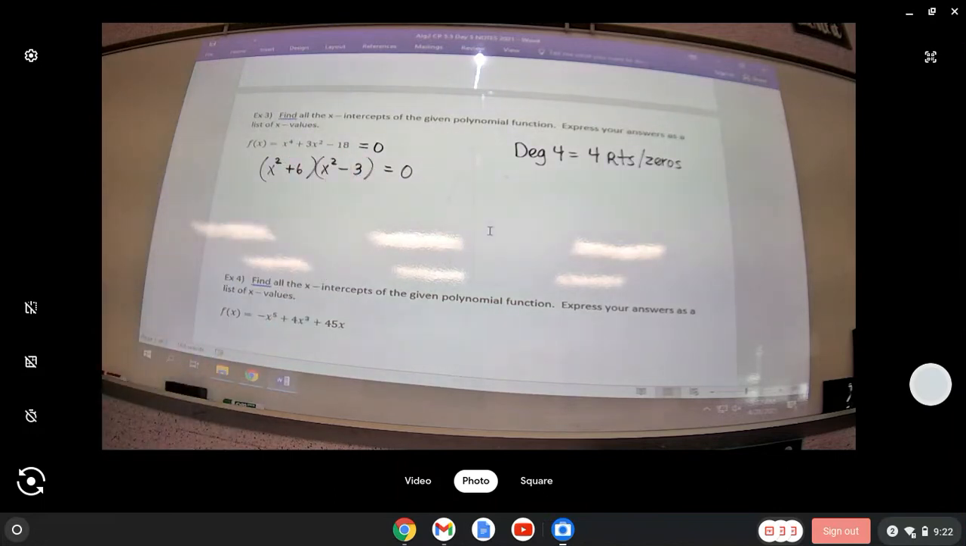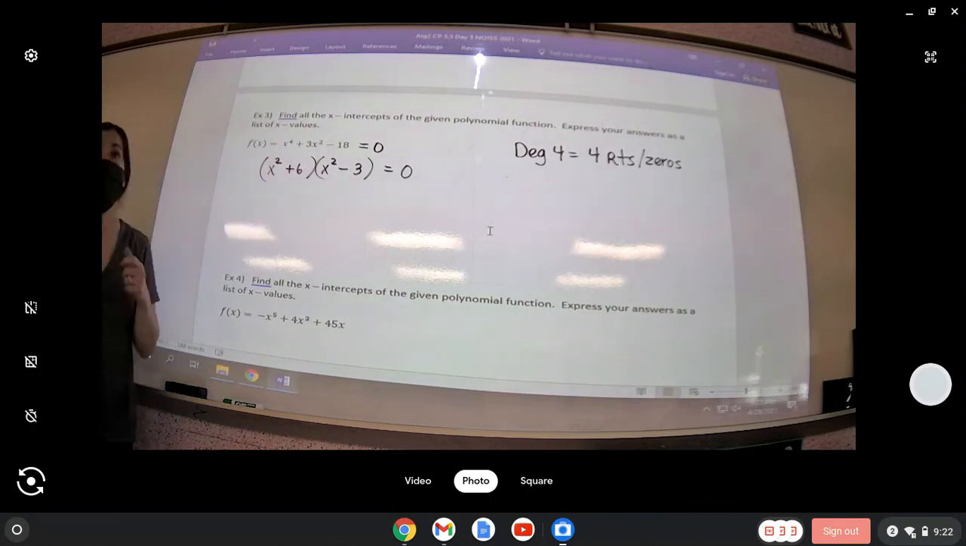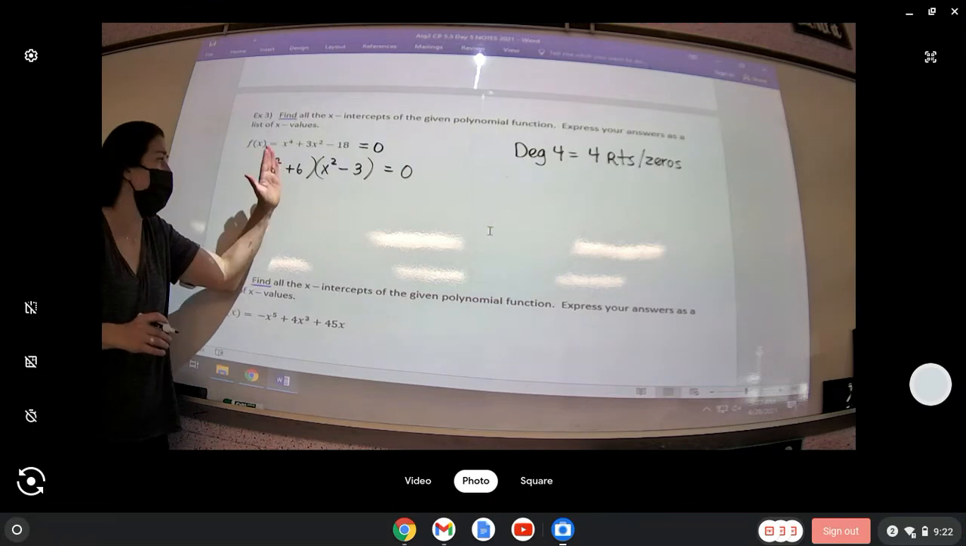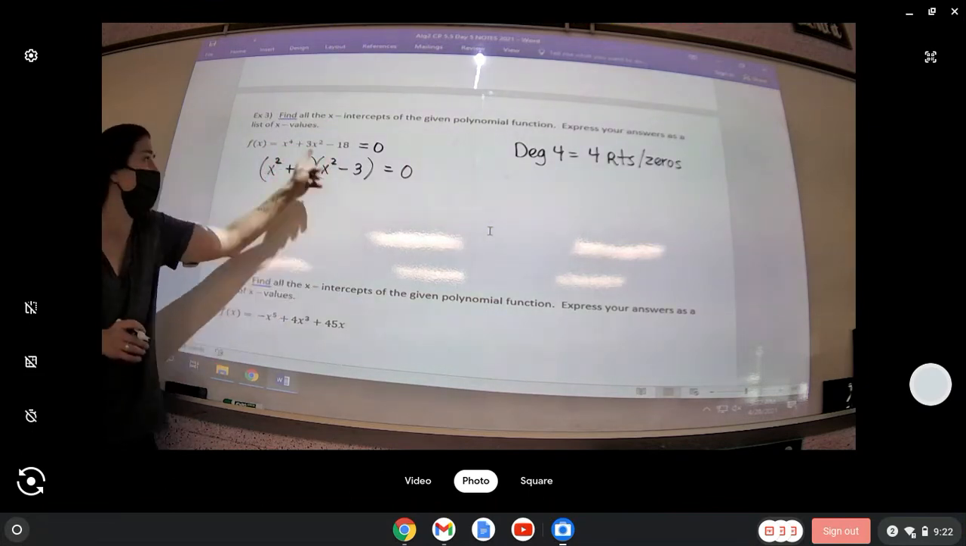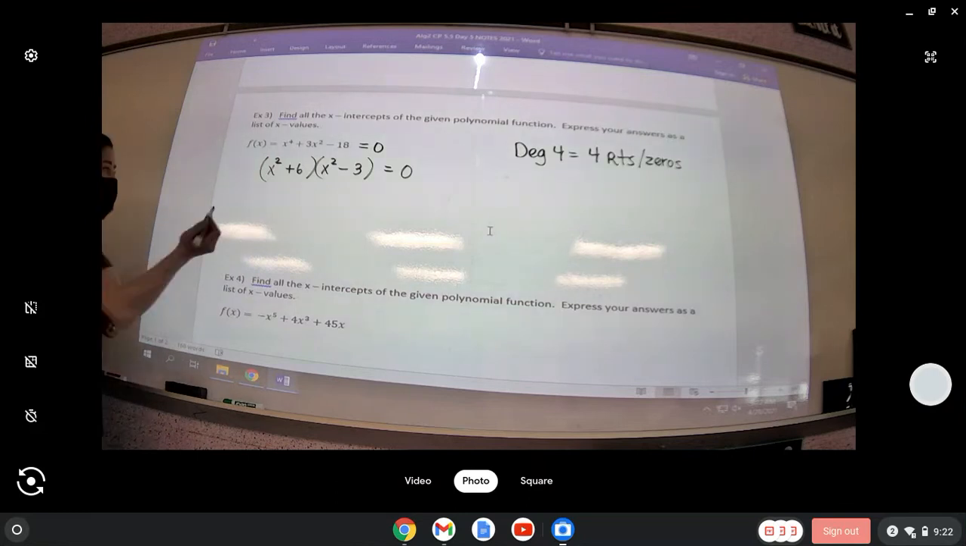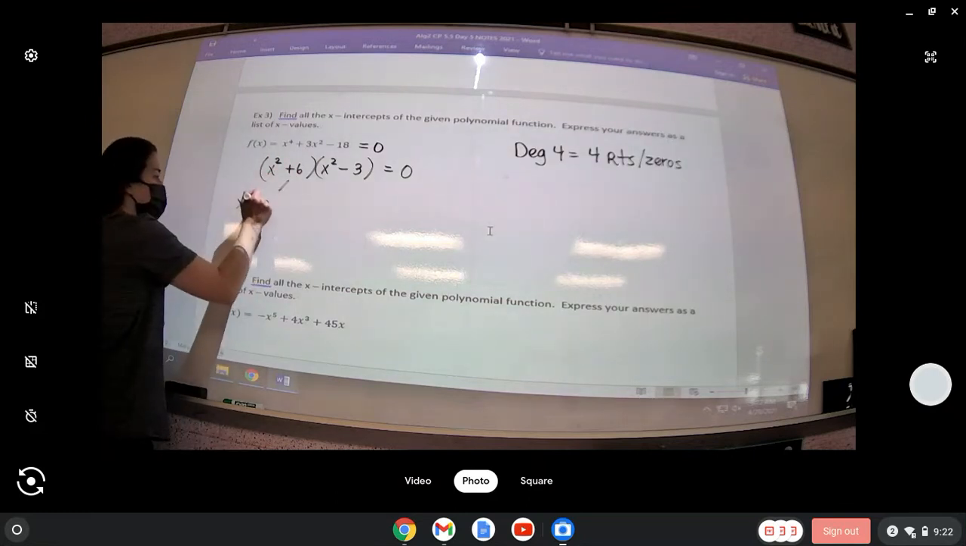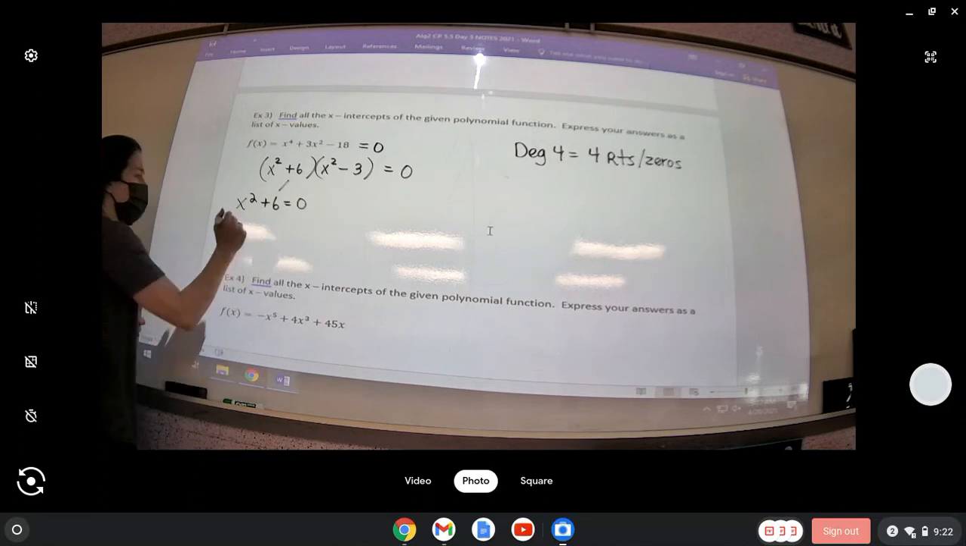That's what I got mine to factor to. I factored it just like a quadratic, except I need an x squared to get me my x to the fourth, and then it would be my 6 and negative 3 multiplied to negative 18, and then my rainbows will add up to positive 3x squared. Okay? Set my factors equal to 0.